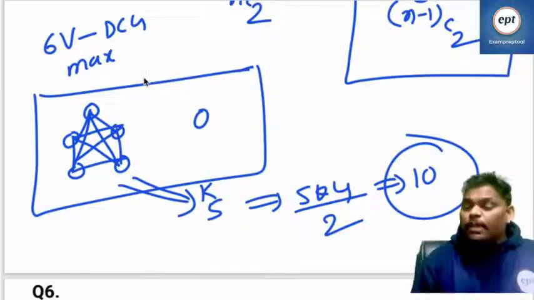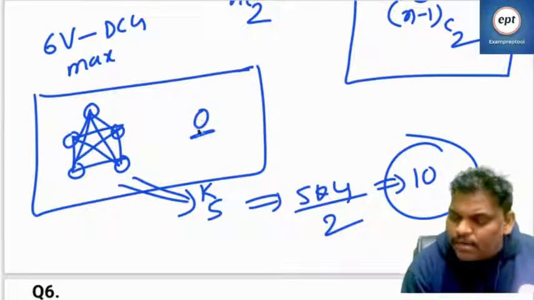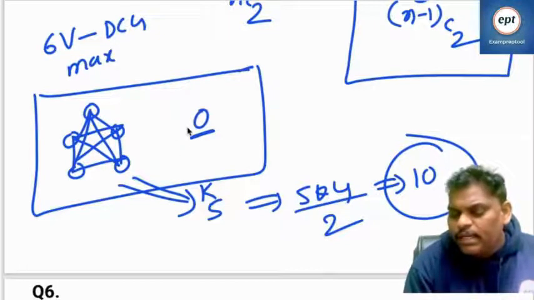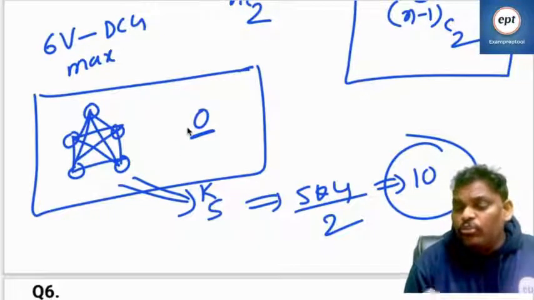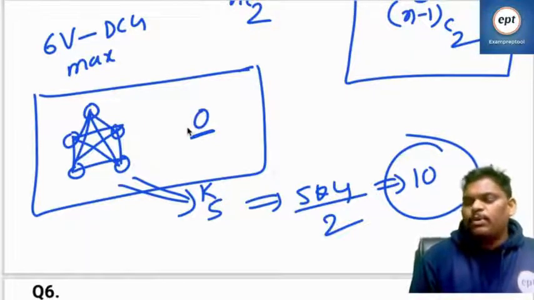Some people are asking, sir, why you kept only one vertex outside? Why don't you keep more? If I keep more vertices outside, then edges will be less. But you want more edges. If you want more edges, keep fewer people outside.